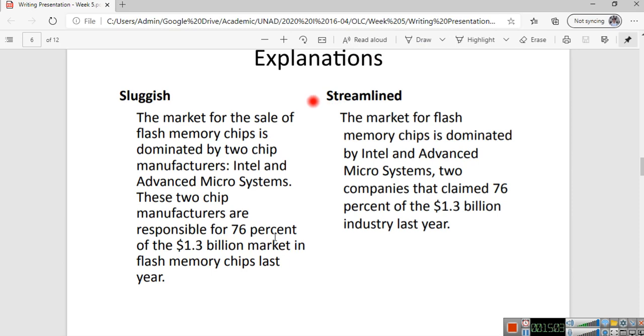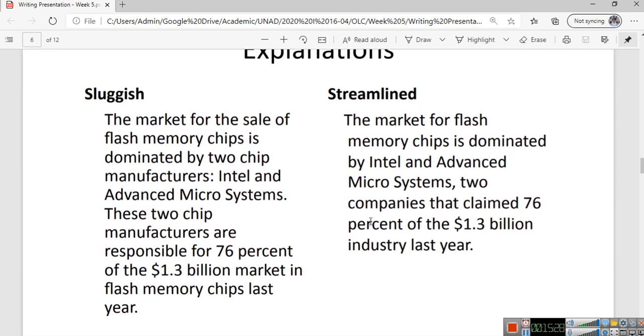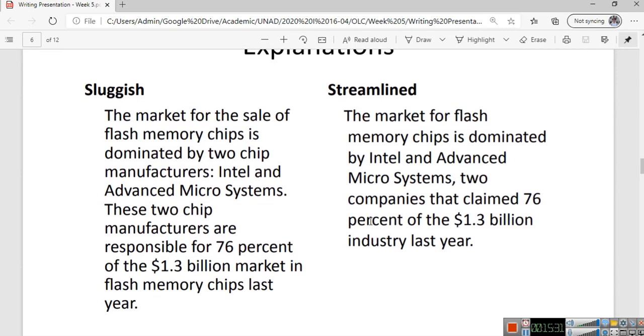I don't know how to read streamline. Streamline. What do you mean, teacher? Slimmed down. Ah, streamline. The market for flash memory chips is dominated by Intel and Advanced Microsystems, two companies that claimed 76% of the $1 trillion industry last year.